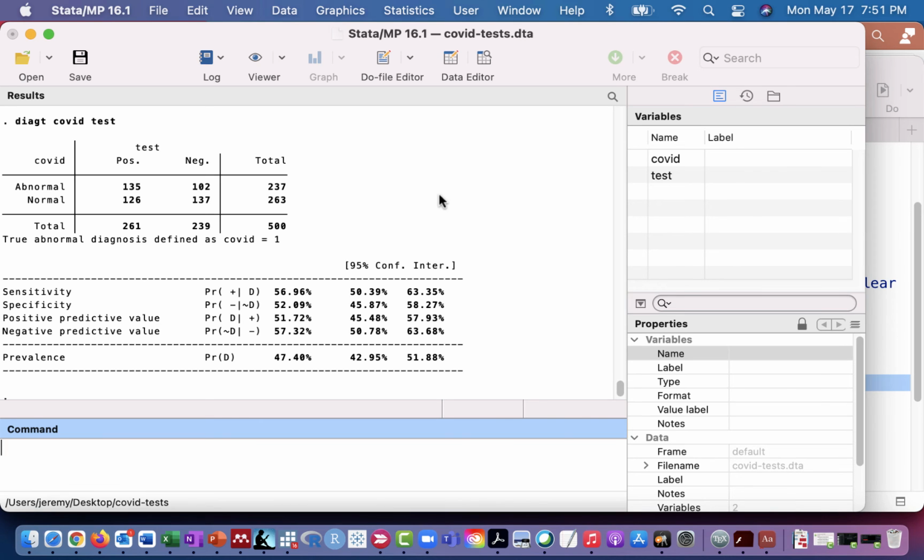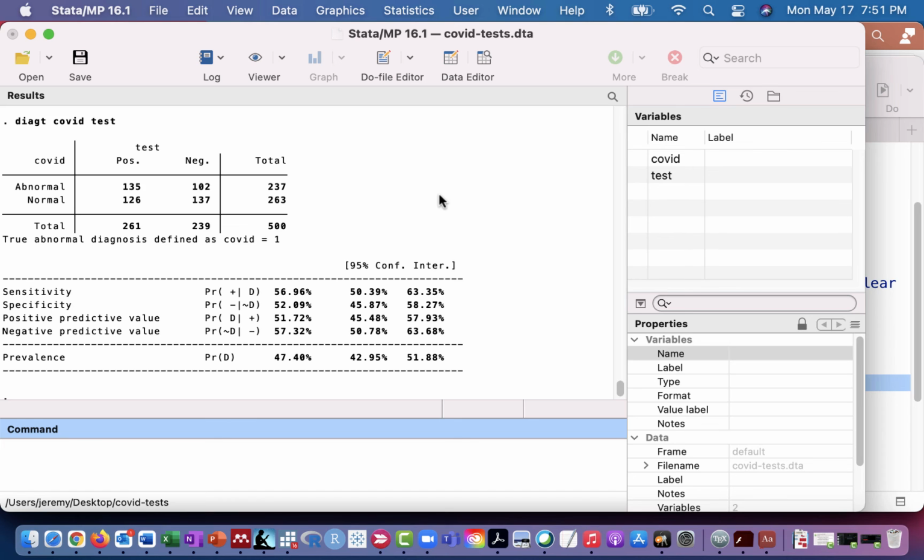The sensitivity, that's the probability, Pr, that the test is positive, that's a plus sign, that the COVID test is positive and says you have COVID, conditional on you actually having the disease. So if you have the disease, what's the percent chance that the test says you have the disease? 56.96%, and you can see the confidence interval there. So if you have the disease, then there's only a 56% chance that the COVID test comes out positive.